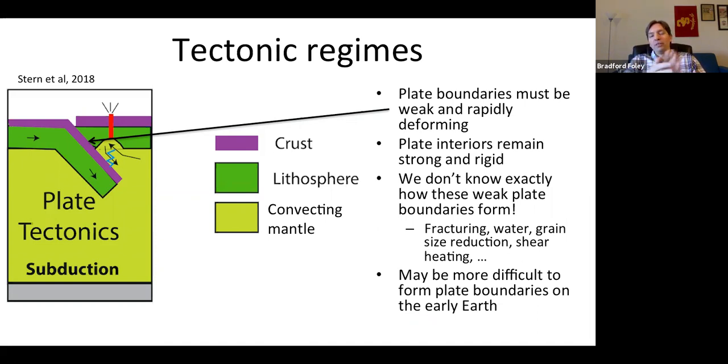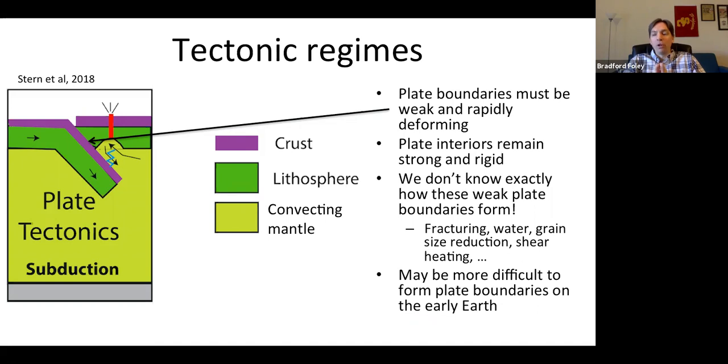And then there could be things like shear heating, where as you start shearing a chunk of rock, energy is dissipated that causes the temperature to go up and causes the rock to get weaker. That list is incomplete for the various mechanisms that have been proposed for forming these weak plate boundaries. And suffice it to say, we don't know exactly which one or combination of these mechanisms is the real key for forming plate tectonics on Earth.